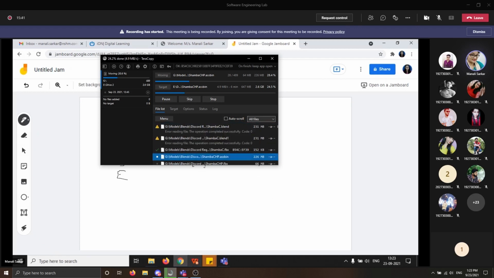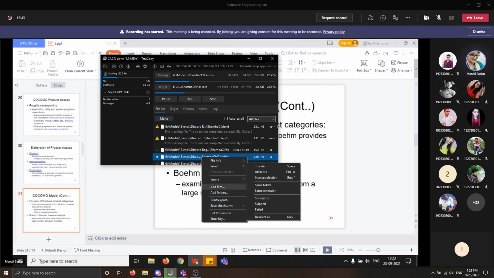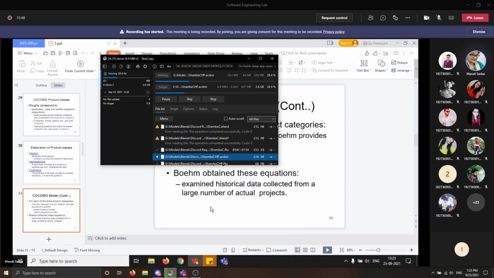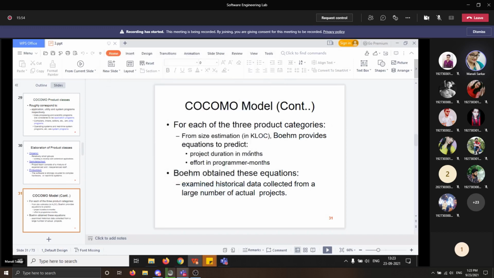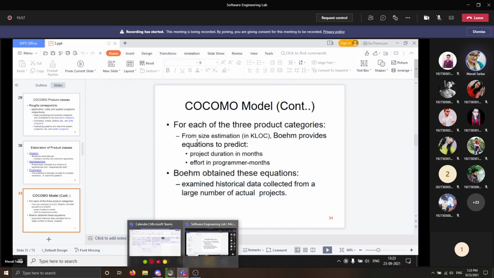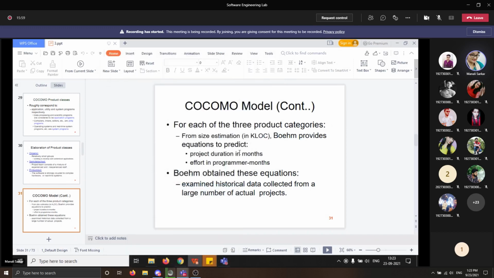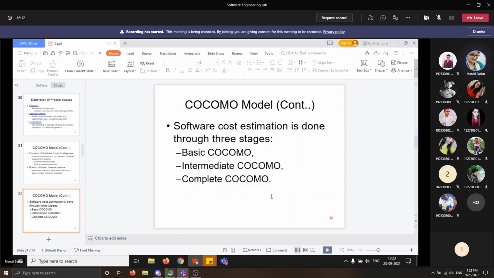Now there is another one. See here, for each of the three categories, from the size estimation, Boehm provides equations to give project duration in months and effort in person-months. Boehm obtained these equations by examining historical data collected from a large number of actual projects.